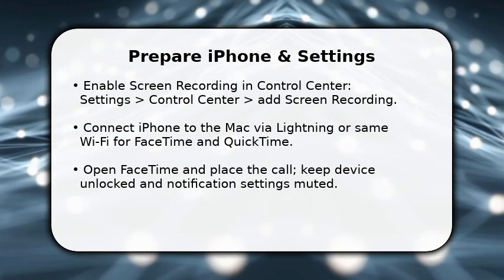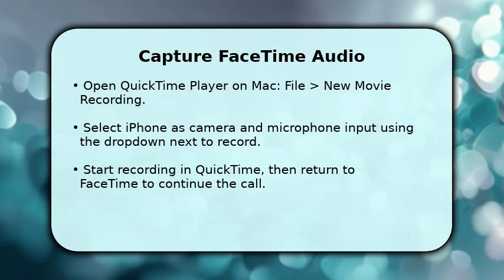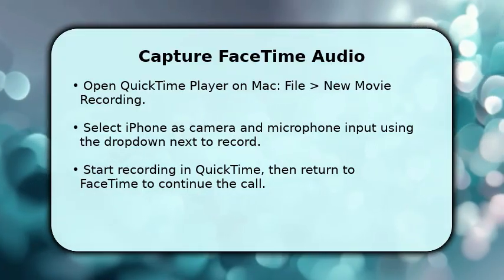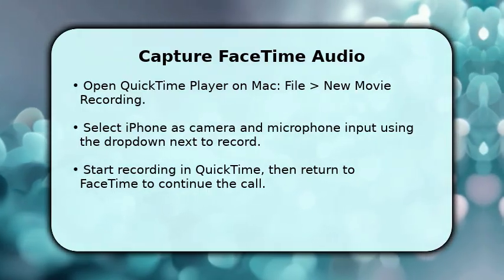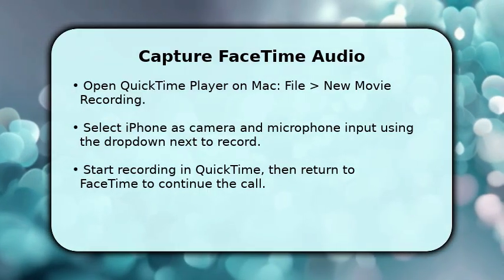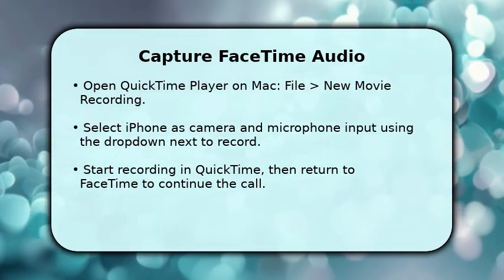On the Mac, open QuickTime and choose New Movie Recording. Click the small arrow beside the record button and select your iPhone as both the camera and the microphone input. This routes FaceTime audio into QuickTime. Once selected, press Record in QuickTime, then switch back to FaceTime and continue the conversation.